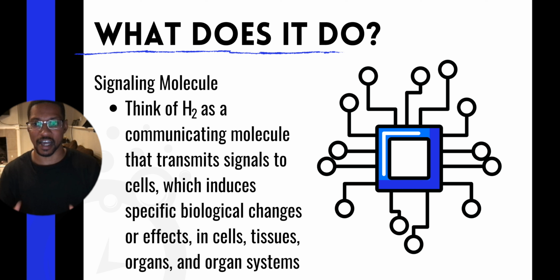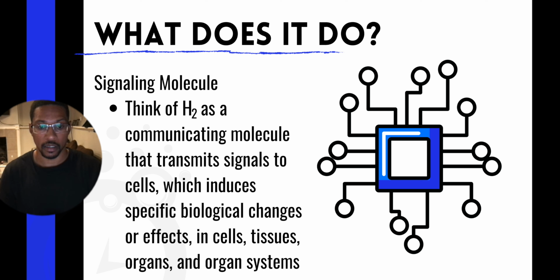So molecular hydrogen is classified as a signaling molecule, or another word for it would be a gaseous signal modulator. That's the type of health agent it is in the body. So you should think of molecular hydrogen as a communicating molecule that transmits signals to cells, which induces specific biological changes or effects in cells, tissues, organs, or organ systems. Organ systems would be like the nervous system, or the immune system.